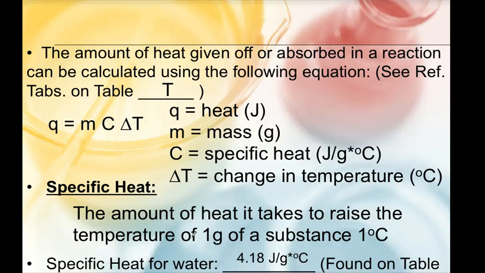So, for example, water, as I said, has a relatively high specific heat. So it takes a relatively long period of time to heat a sample of water, and it takes a long time for water to cool because it has a high specific heat. And again, the specific heat of water is found on table B. Now, let's take a look at calculating the changes in heat in a reaction.